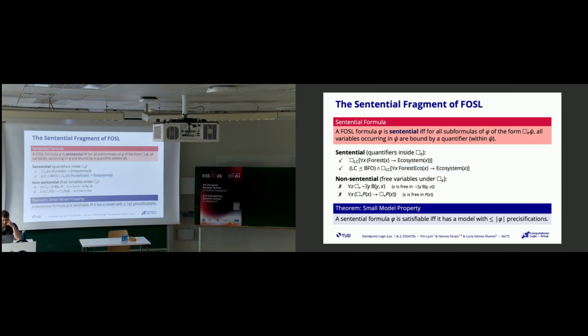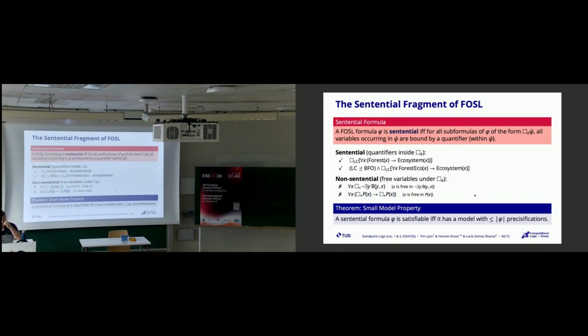Here are some non-examples. So here is a first-order standpoint formula. We can see that if we look at its box subformula, there's only one in this case, that x serves as a free variable, so it's non-sentential. It doesn't have this syntactic property. Here's another non-example. It has two box subformulae, but both of them are identical and contain a free variable x in their context.